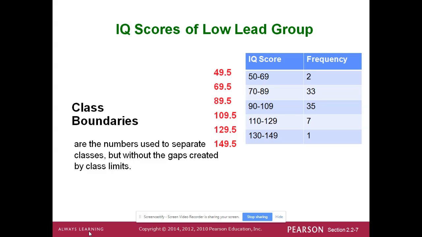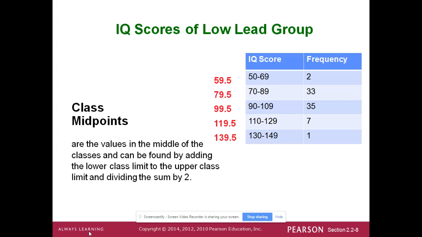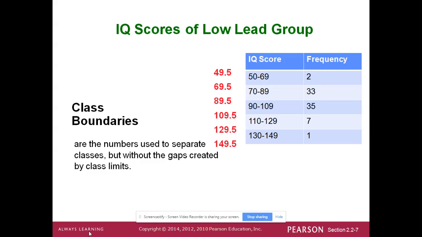Okay, so the 49.5 is below the 50, and 69.5 is exactly between 69 and 70. Those are boundaries. Anything above that is going to go into the next class. Anything below that, or equal to it, is going to stay in that class. So with those class boundaries, even though IQ doesn't do decimals, you've got to keep that in mind to get a better general idea of class boundaries.